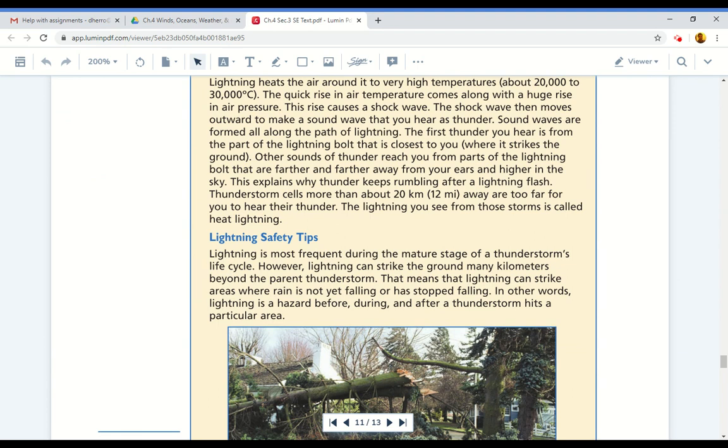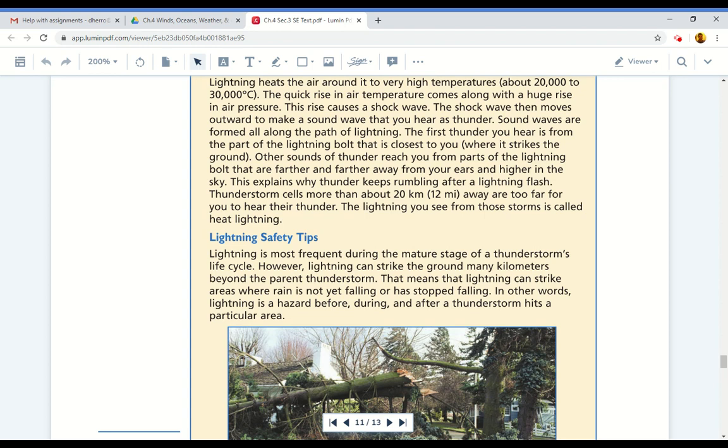Lightning heats the air around it to very high temperatures, about 20,000 to 30,000 degrees Celsius. The quick rise in air temperature comes along with a huge rise in air pressure. This rise causes a shock wave. The shock wave then moves outward to make a sound wave that you hear as thunder. Sound waves are formed all along the path of lightning.